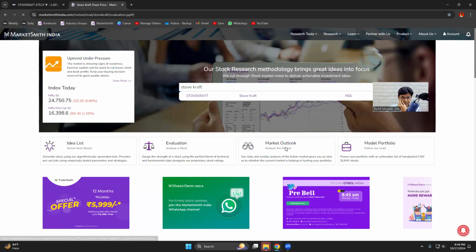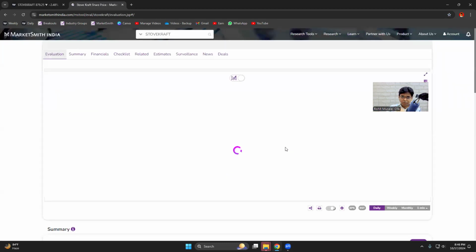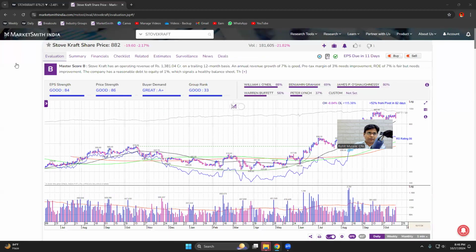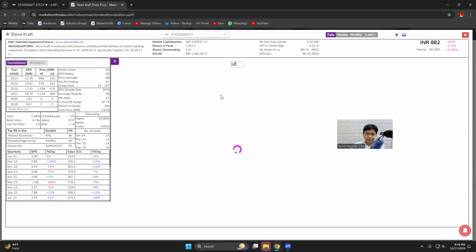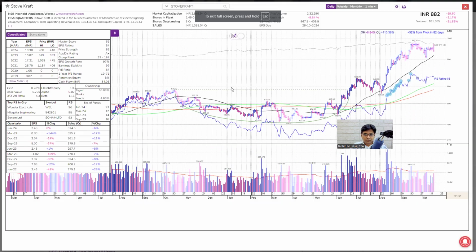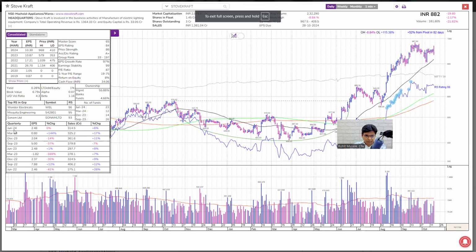So Stuff Craft. The moment I saw the stock, I knew that this is not going to be a positional trade. This is going to be a swing trade. So in swing trading, you hold the stock for a much smaller period of time. Now, have a look at this. Earnings, June quarter, 0% growth. Sales have grown by 6%, but last quarter it was 17%.